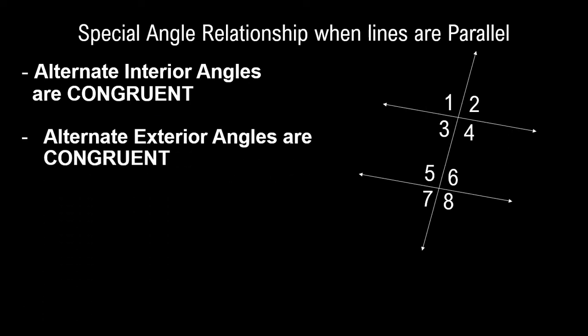Then the second one is alternate exterior angles are also congruent. Meaning, they also have the same measure. If we have angle 1, the alternate exterior angle paired with angle 1 is angle 8, meaning angle 1 and angle 8 here have the same measurement.